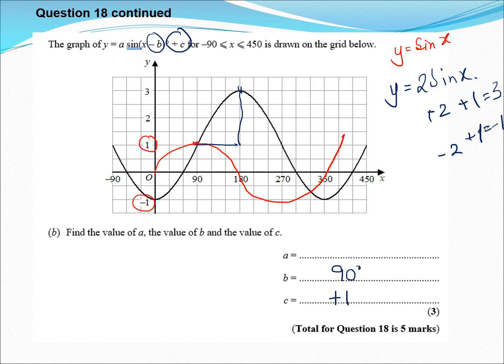Because when you add 1 to y is equal to 2 sine x, then the stretched graph will shift 1 unit up. And it has been multiplied by 2 definitely, otherwise the maximum and the minimum point wouldn't change. So A has to be 2. Right, let's move on to the next.